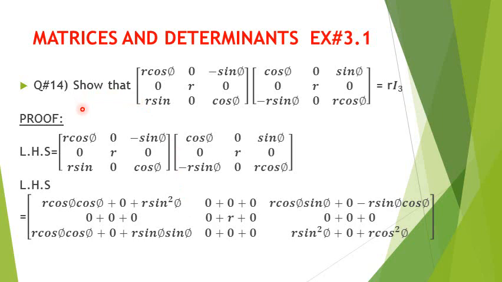Now question number 14: show that these two matrices can be multiplied and the answer is R times I3. What is I3? I3 is the identity matrix of order 3, like I2 means identity matrix of order 2, so I3 means identity matrix of order 3, meaning 1 0 0, 0 1 0, 0 0 1. So this is the left hand side, I took the left hand side.